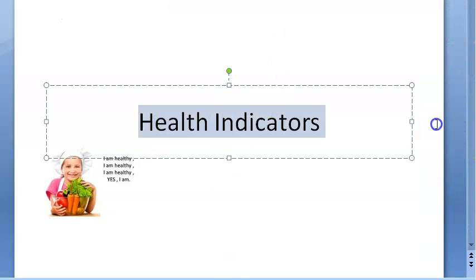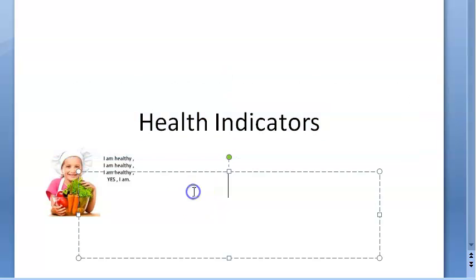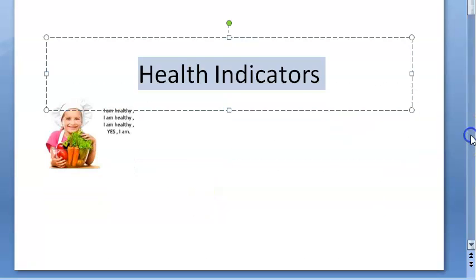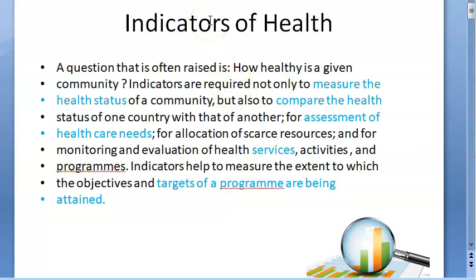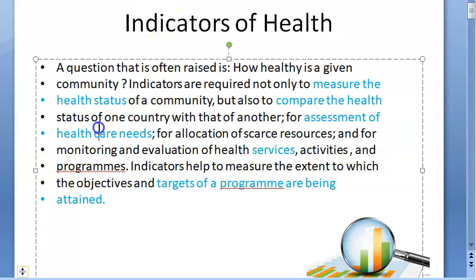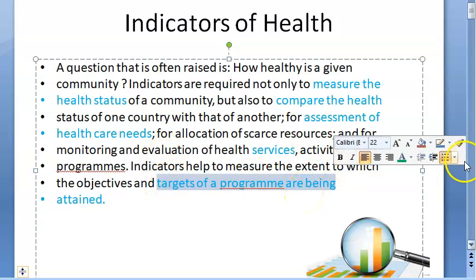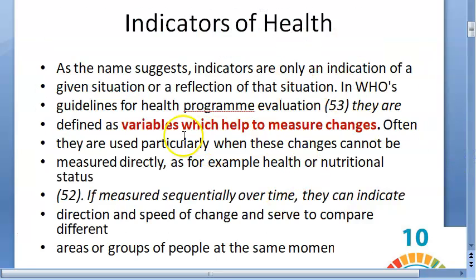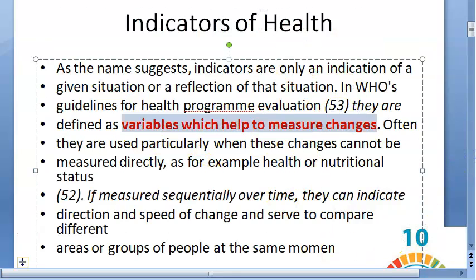In this video, we wanted to look at health indicators. It just went so above the head, right? So many health indicators are there. So let us look at these health indicators. What is an indicator? It's a measure of the health status. You can compare the status from one country to another. Assessment: you can assess what is the need of the people, healthcare needs, what are the services. You can evaluate, you can find out whether the program's targets were attained. So basically it is a variable to measure change.